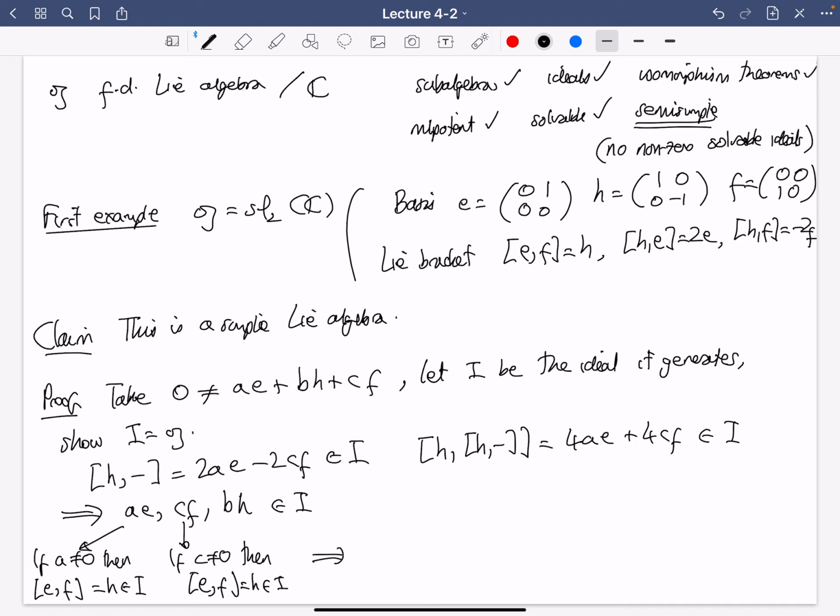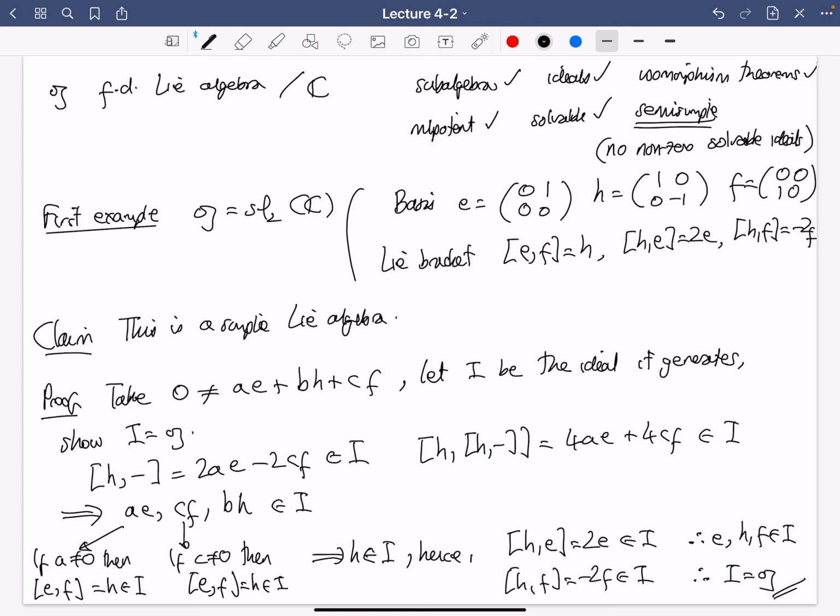So this implies either way that H, in all situations, H is in I. And once H is in I, then you can just take the bracket HE, that's 2E, that's in I, and HF, that's minus 2F, that's in I. Therefore, all of E, H, and F are in I, and we've proved that I is everything. Okay, so it's totally naive, very kind of stupid proof, but it does the job. We've proved that SL2 is a simple Lie algebra.